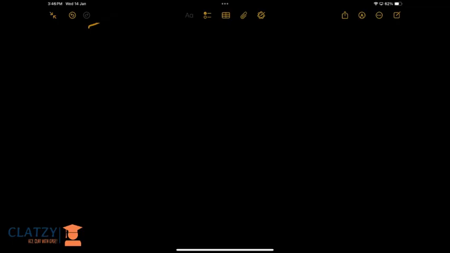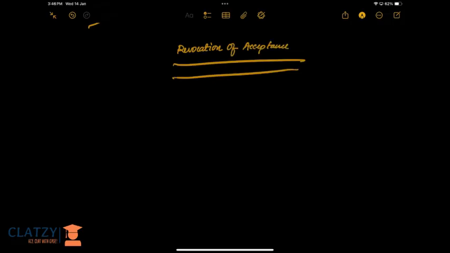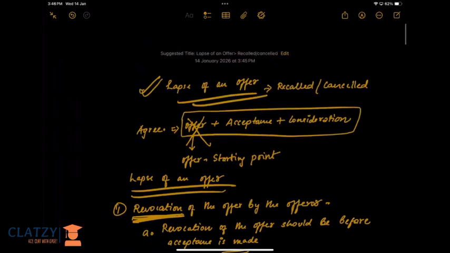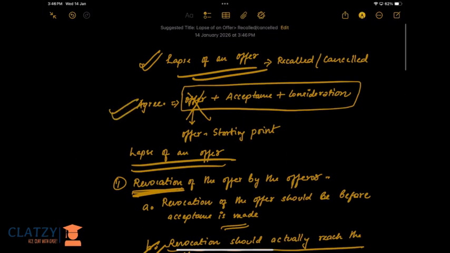Now we will talk about revocation of acceptance. When we started our discussion, I told you that for an agreement you need both offer and acceptance, and we started with lapse of an offer, where one of the ways in which an offer could lapse is revocation, which means that after an offer has been made, the offerer has a limited window within which he can cancel his offer.